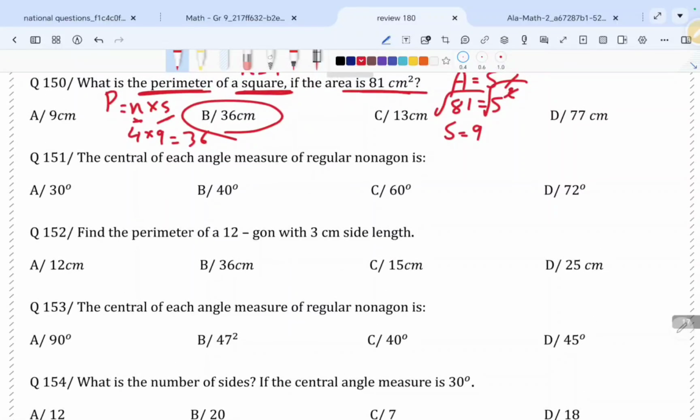The central angle of each angle measure of a regular nonagon. So n is equal to 9. Central angle of each, so it will be 360 divided by 9. 360 divided by 9 is equal to 40.